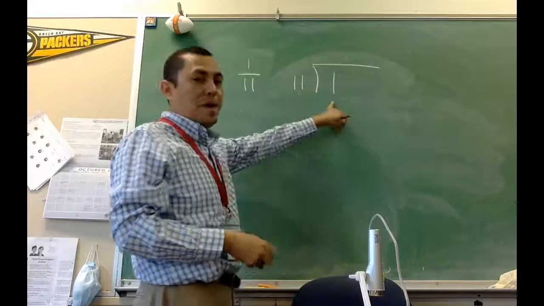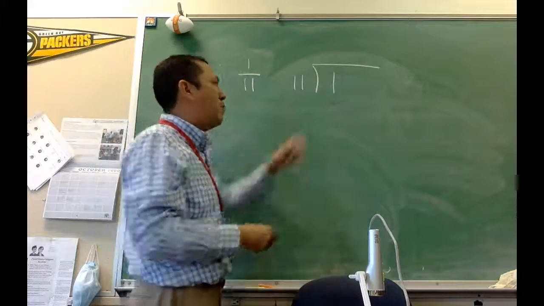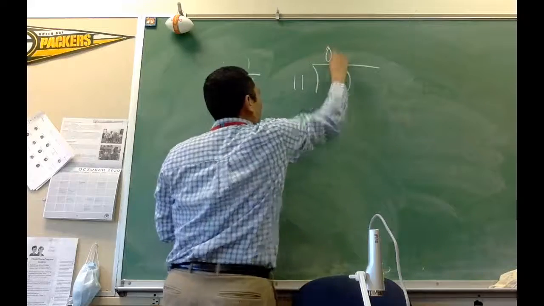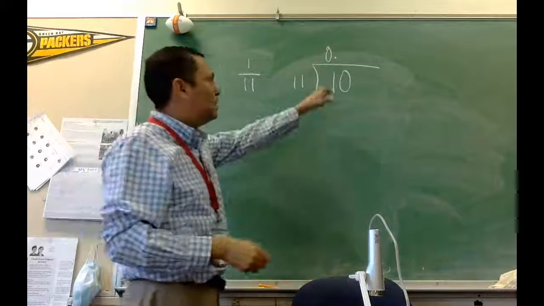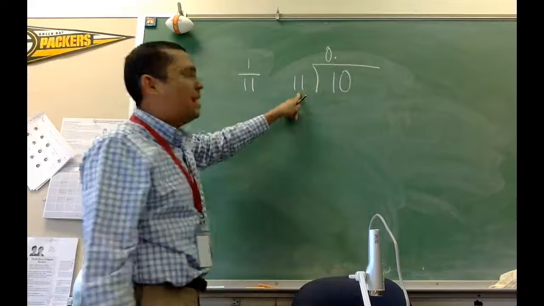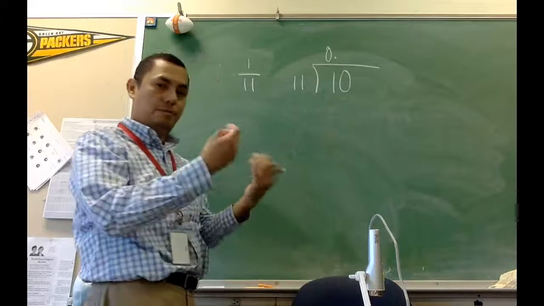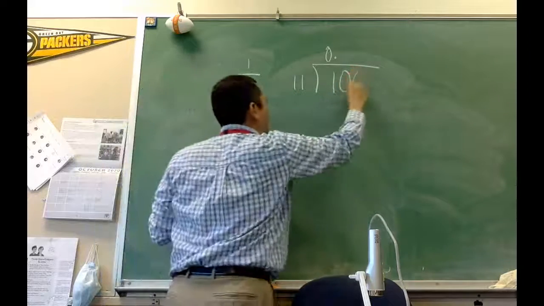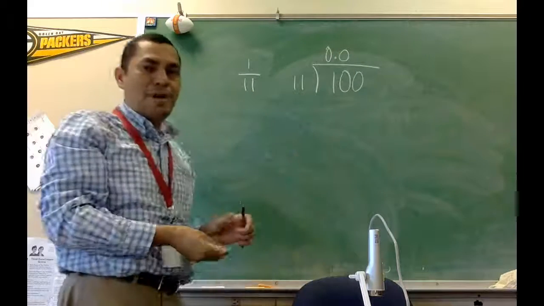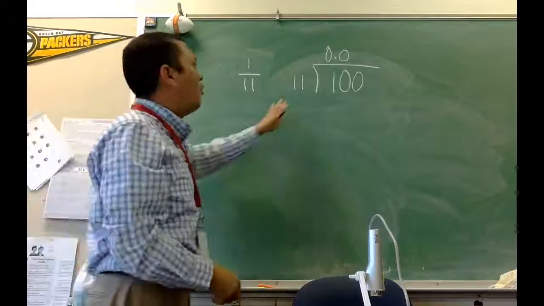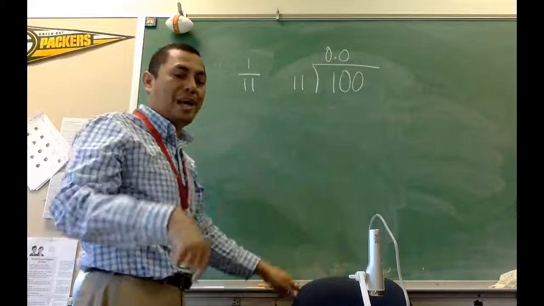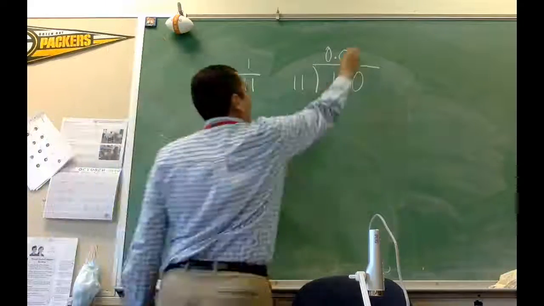So 11 is too big, so there is no number that multiplied by 11 will give you 1. So you have 0 and a decimal point. The problem here is that 11 is still too big compared to 10. You don't have a number that multiplied by 11 will give you 10 or less. So we add another 0. Now we multiply. Which number multiplied by 11 will give you 100 or less? In this case it is 9.